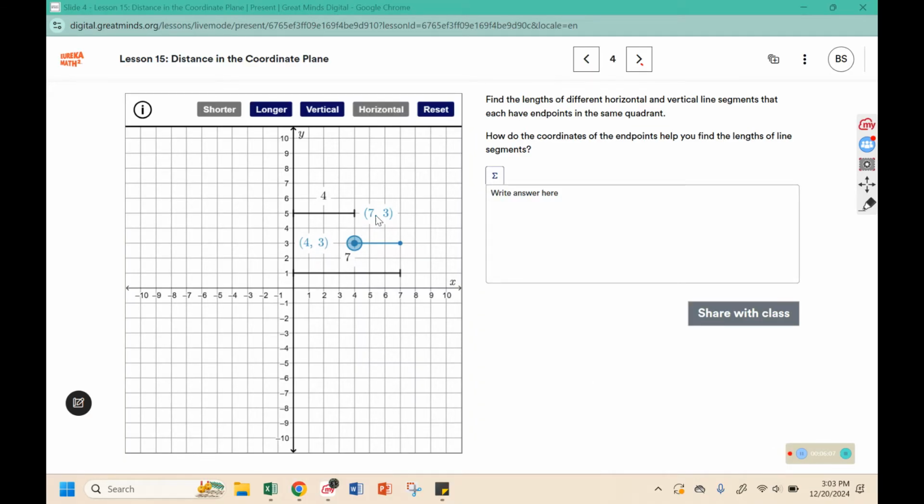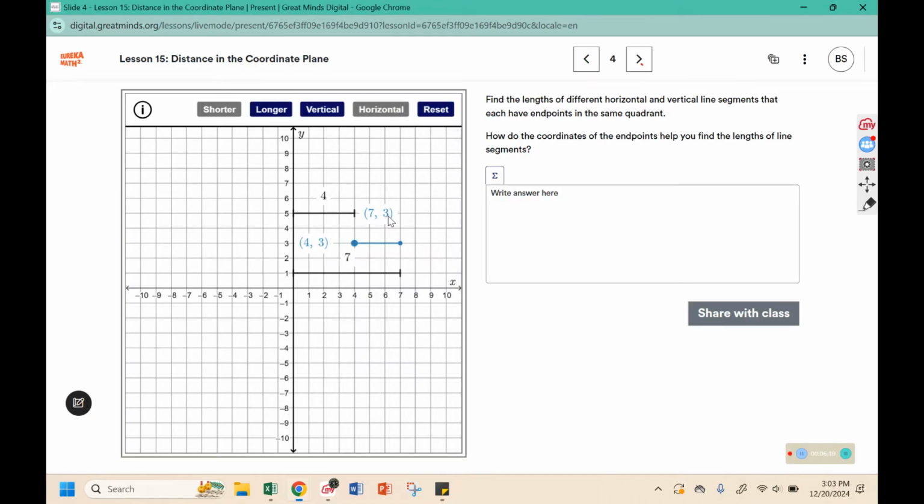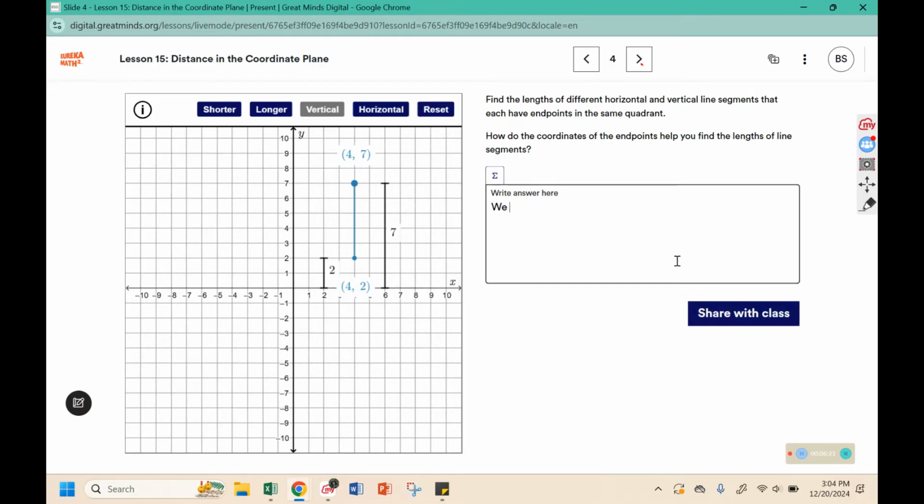You might notice that in a horizontal line segment, the y-coordinates match. But in a vertical line segment, it's the x-coordinates that match. We can look at the parts that don't match. And subtract to find the length of the line segment.